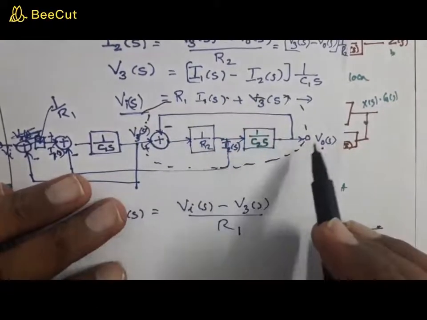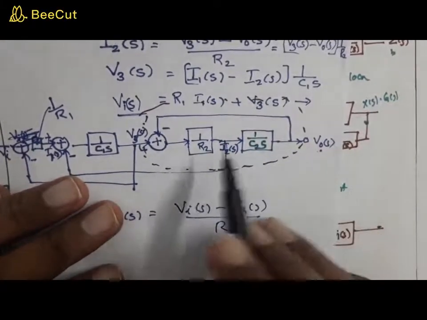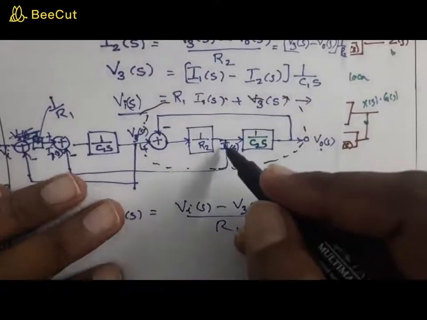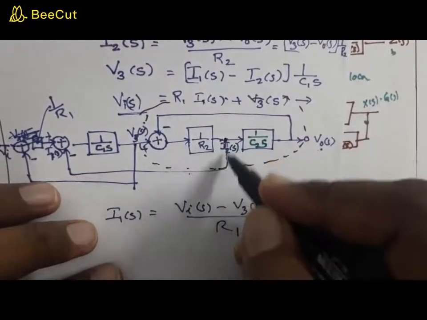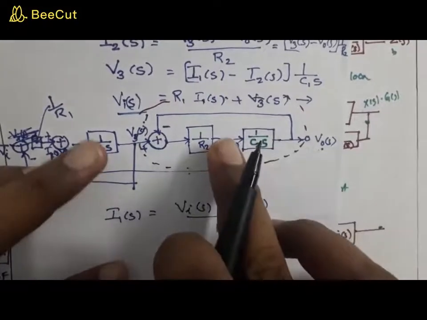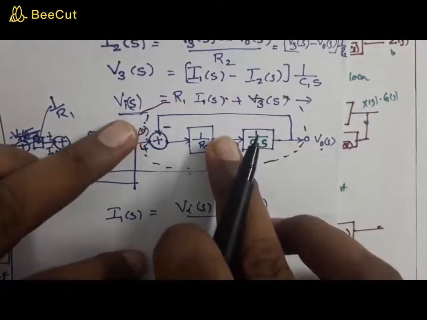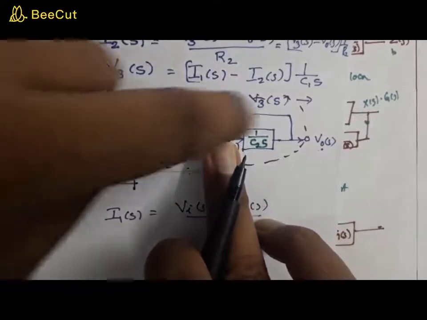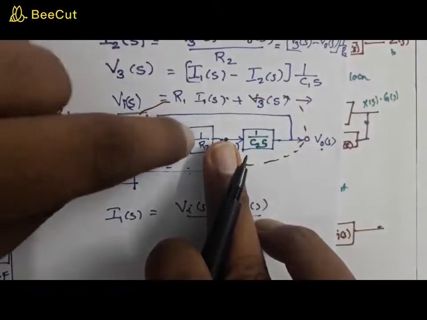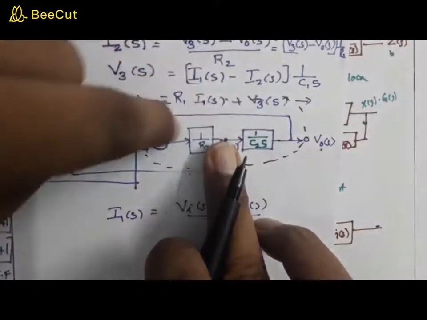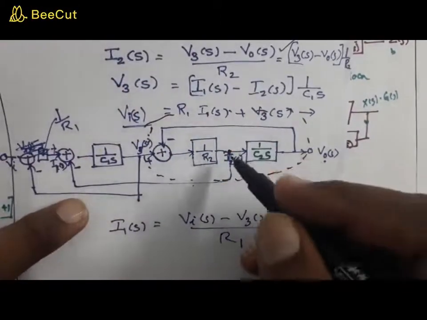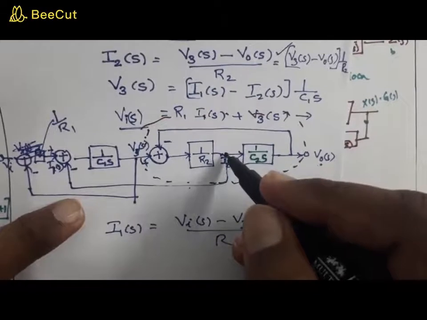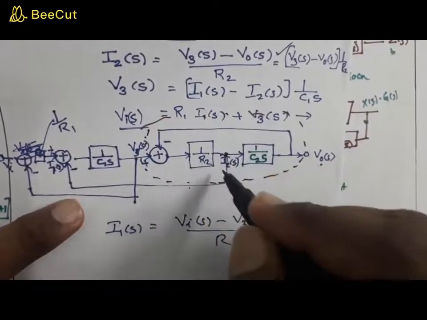Now I'm considering only this part. Can you call this a canonical form? No, you cannot call this a canonical form. Why? The reason is this, this is the objection, this point. If there were no point like this, then you would call this the canonical form. Why canonical form? You have a G of S, you have an H of S. So this is your canonical form. This cannot be called a canonical form because another takeoff point is there in between. So this is not a canonical form.